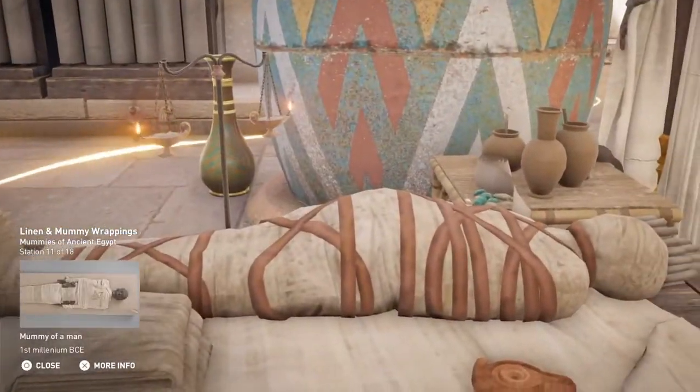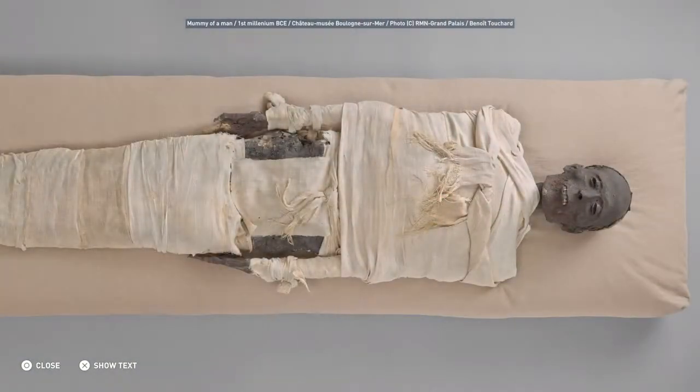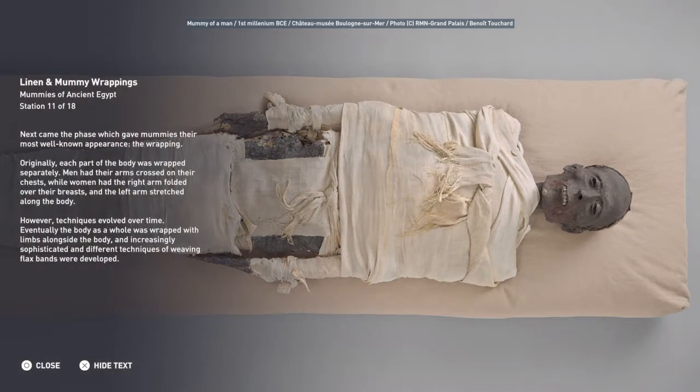Next came the phase which gave mummies their most well-known appearance, the wrapping. Originally, each part of the body was wrapped separately. Men had their arms crossed on their chests, while women had the right arm folded over their breasts and the left arm stretched along the body. However, techniques evolved over time. Eventually, the body as a whole was wrapped with limbs alongside the body, and increasingly sophisticated and different techniques of weaving flax bands were developed.